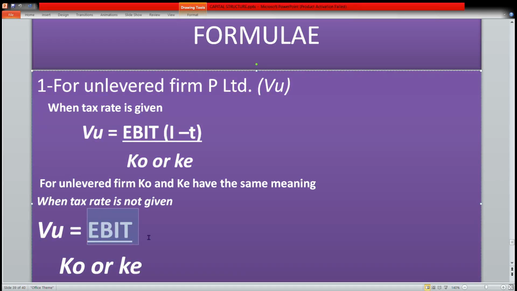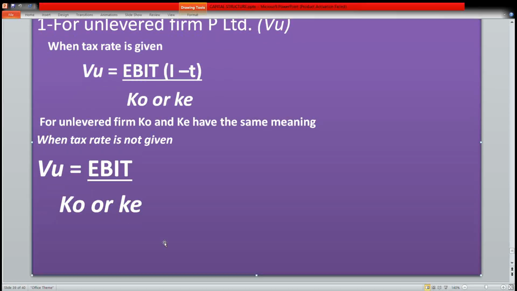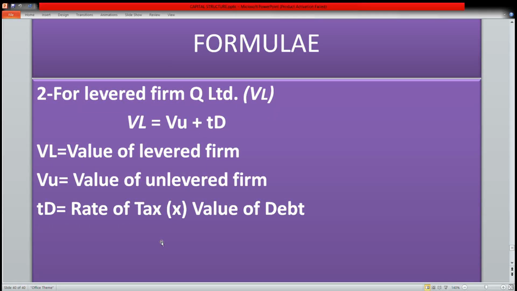Then the second part is for a levered firm. For a levered firm, the value of the levered firm is the value of the unlevered firm plus T into D. This is an important formula so far as the levered firm is concerned.